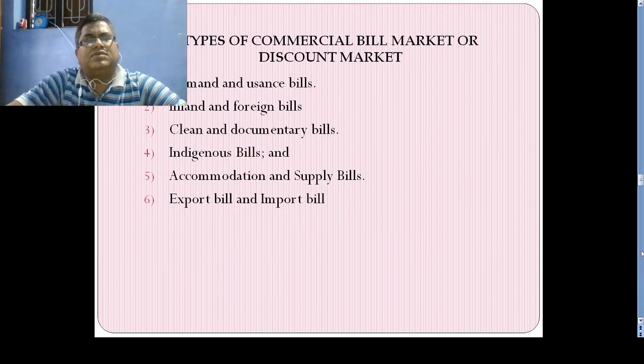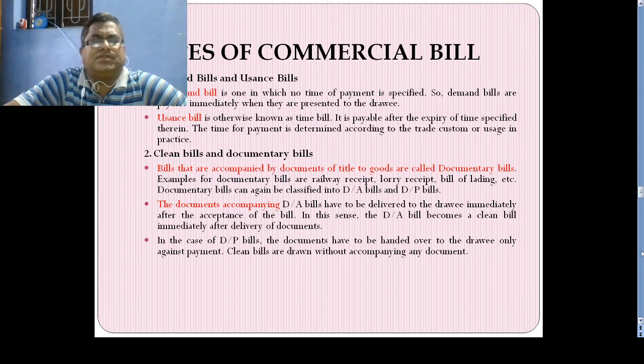If you talk about types of bills, there are different types. One is demand bill or usance bill, another is inland bill and foreign bill, another is clean bill and documentary bill, another is indigenous bills, accommodation and supply bills, and the last is export bill and import bill.